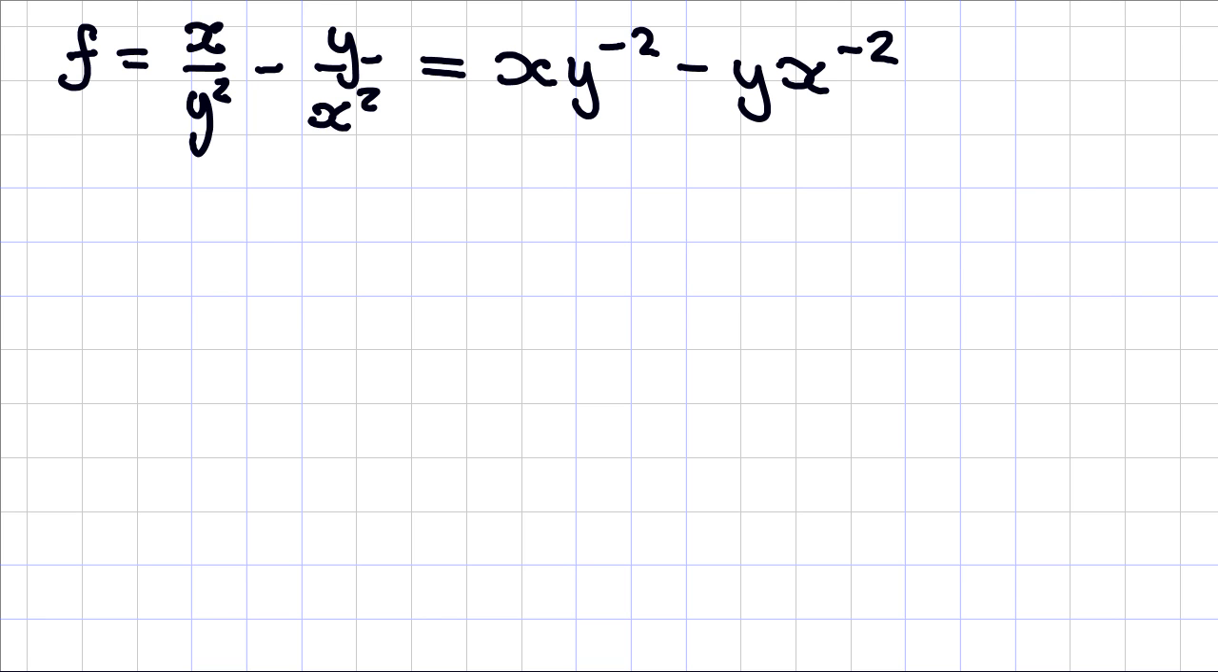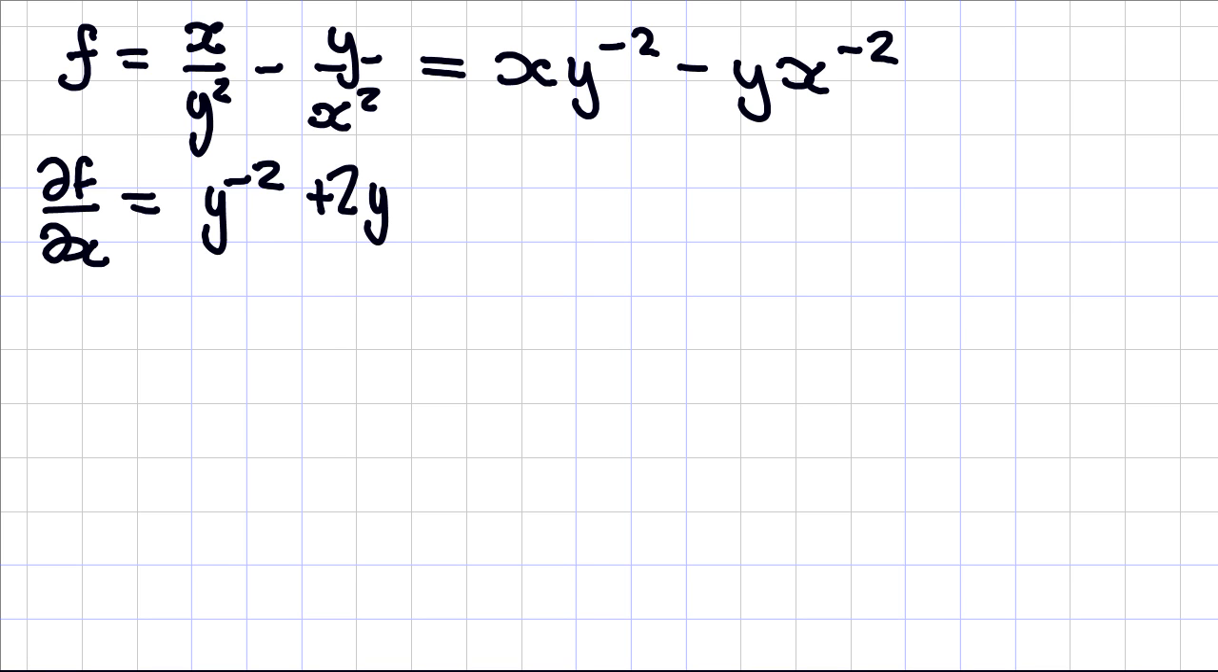So I start by taking the first x derivative, df dx. So the first term has a derivative of just y to the minus 2, and in the second term I bring down the power of the x, which combines the minus sign and the minus 2 to get plus 2y times x to the power minus 3, because I reduced the power by 1.